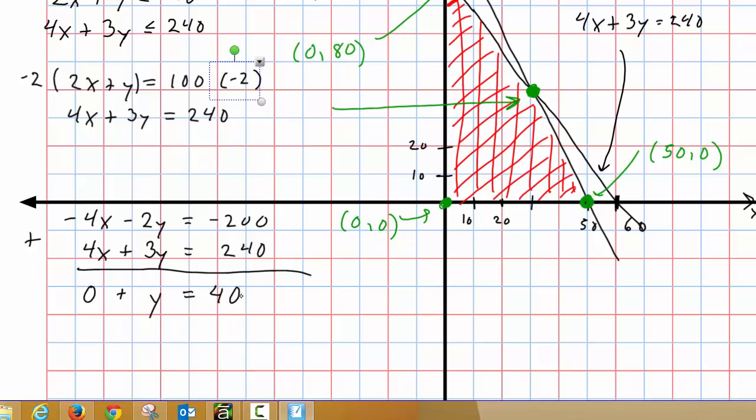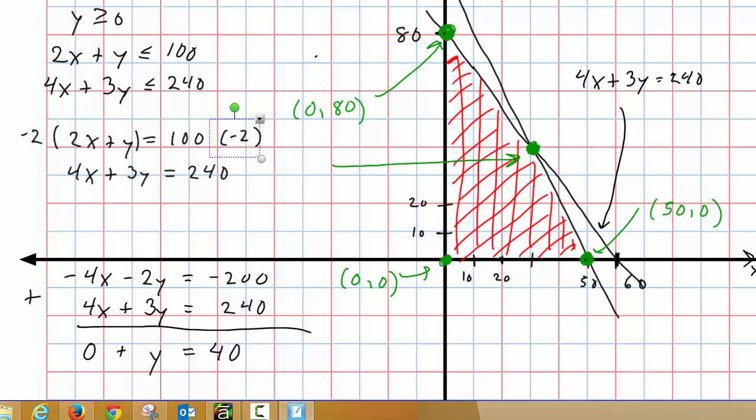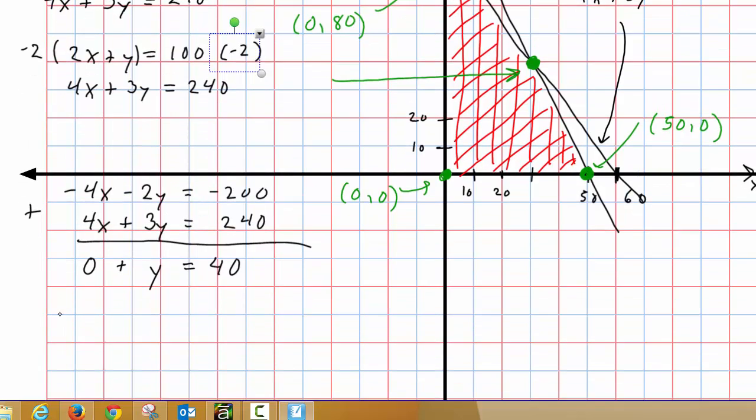So right away, we see that y has to be 40. And now we can just substitute y equals 40 in either equation. We can say 2x plus y equals 100, or 4x plus 3y equals 240. 2x plus y equals 100 seems to be a little bit easier to solve. So we have 2x plus y equals 100. That was one of our original equations.